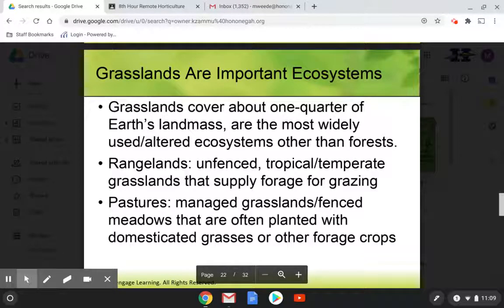Pastures are managed grasslands, so fenced meadows that are often planted with domesticated grasses or other forage crops. Again, pastures are controlled by certain farmers or people who own the land and are not going to allow the public to come in. These are usually private lands that are managed by certain people.